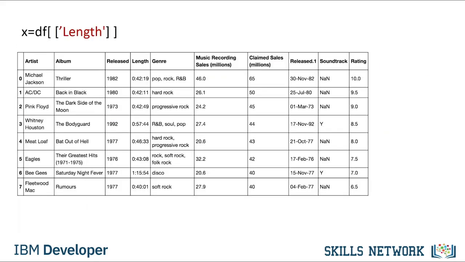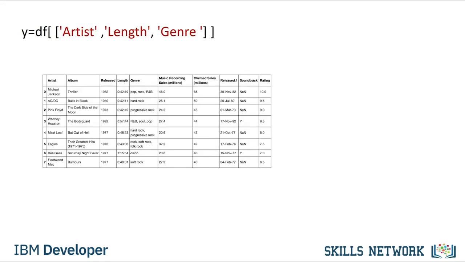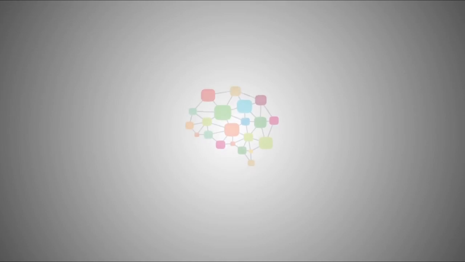We can create a new data frame consisting of 1 column. We just put the data frame name, in this case df, and the name of the column header enclosed in double brackets. The result is a new data frame comprised of the original column. You can do the same thing for multiple columns. We just put the data frame name, in this case df, and the names of the multiple column headers enclosed in double brackets. The result is a new data frame comprised of the specified columns.